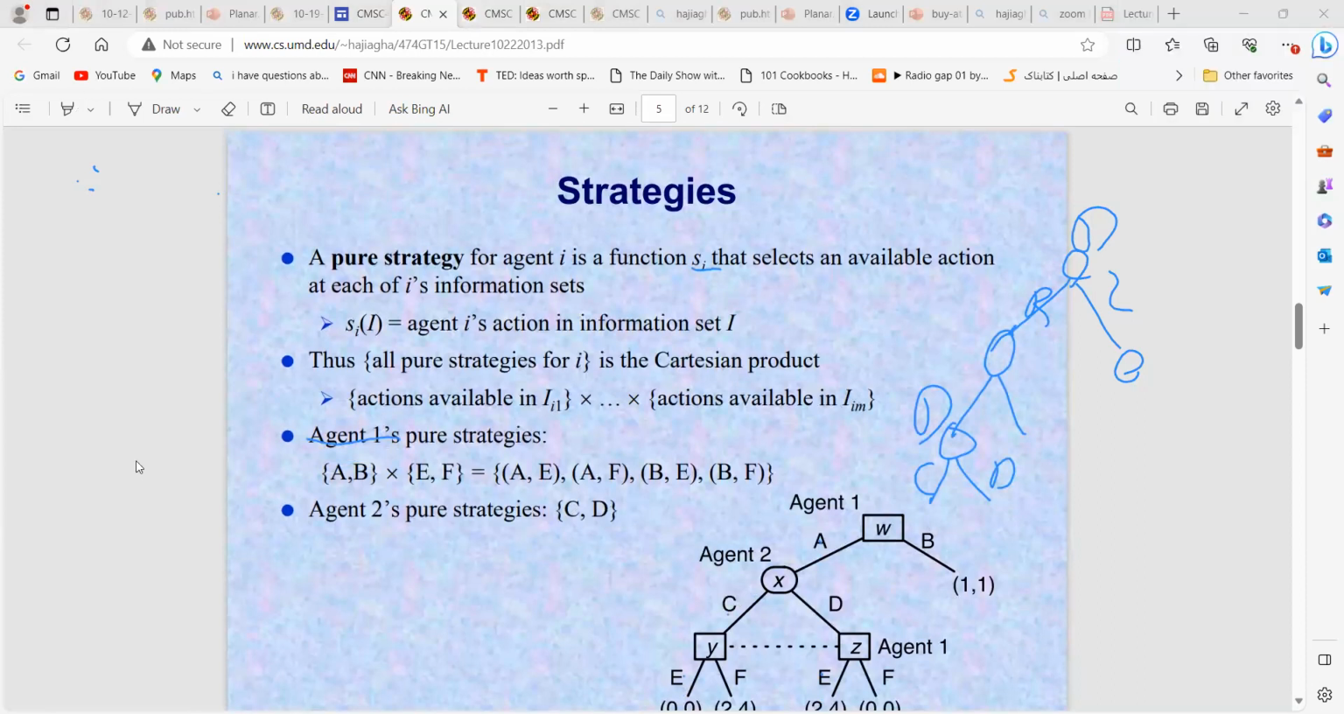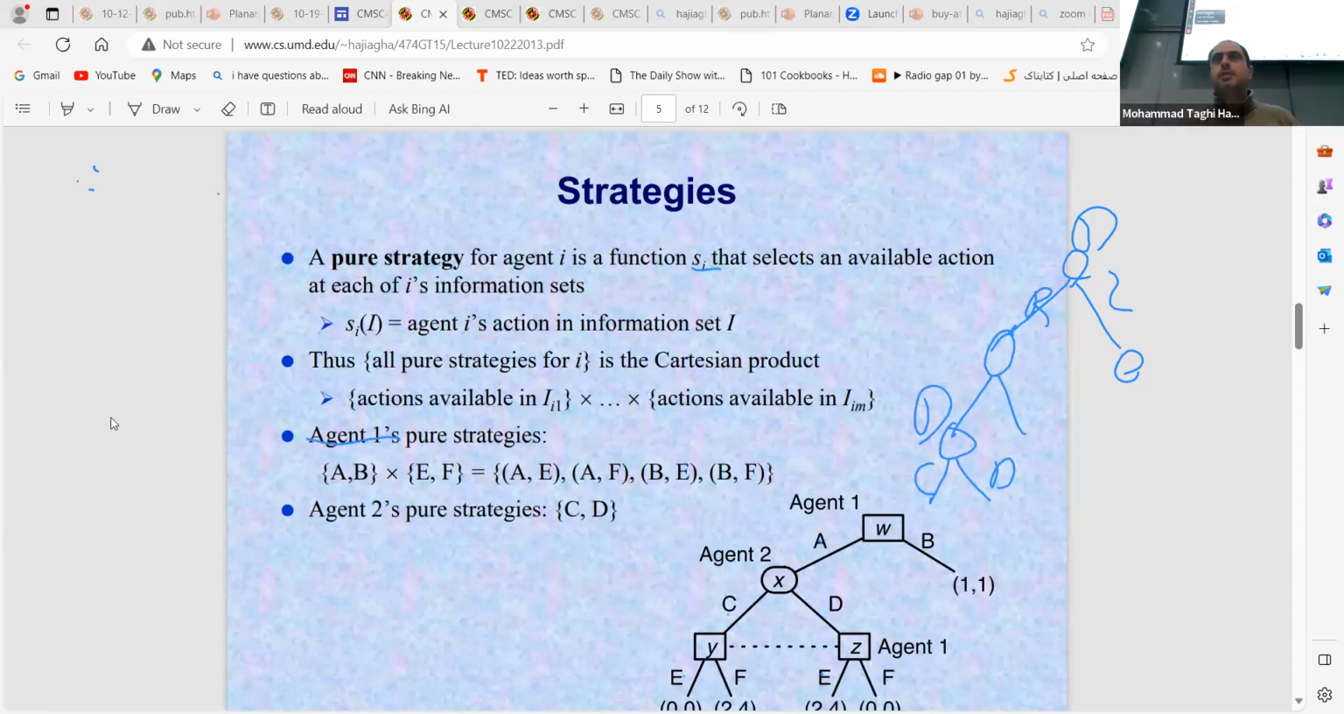I have a question. Sure. So if agent one takes action B, then there's no action where agent one can take E or F. So aren't the two elements on the right side of the set kind of invalid, like BE and BF?